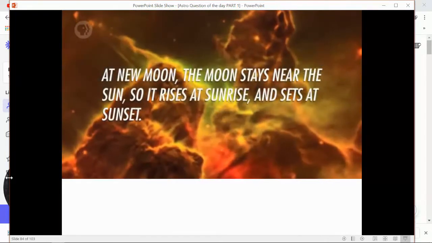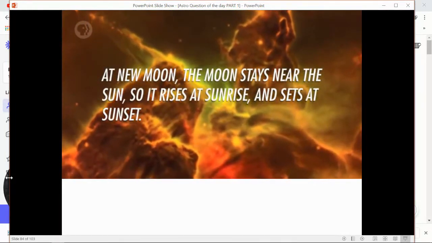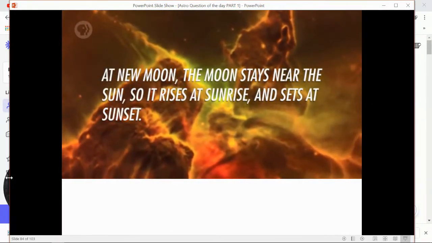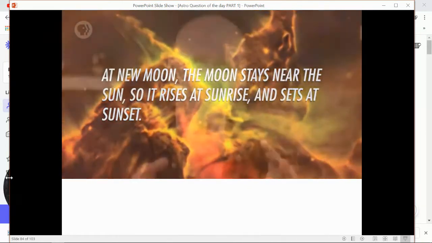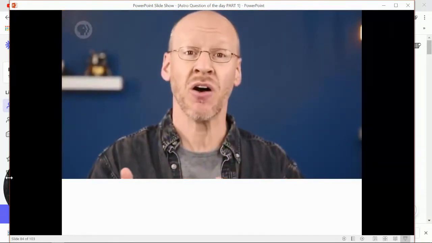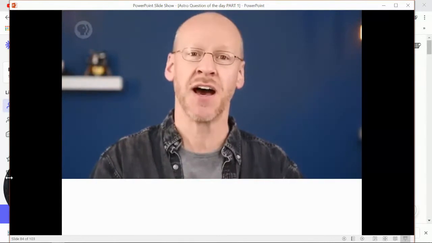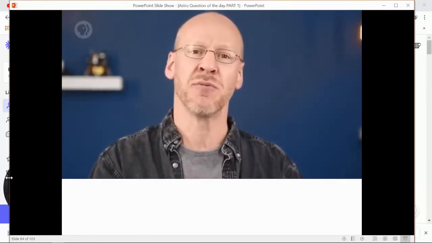just as often. At new moon, the moon stays near the sun, so it rises at sunrise and sets at sunset. This makes it extremely difficult to see. It is, after all, sitting next to the brightest object in the sky, and only a little bit of it is lit from our perspective.